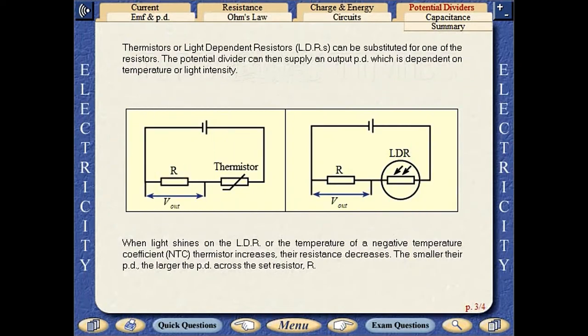Light-dependent resistors or thermistors can be substituted for one of the resistors. The potential divider can then supply an output PD, which is dependent on temperature or light intensity. When light shines on the LDR, or the temperature of an NTC thermistor increases, the resistance decreases. The smaller their PD, the larger the PD across the set resistor R.